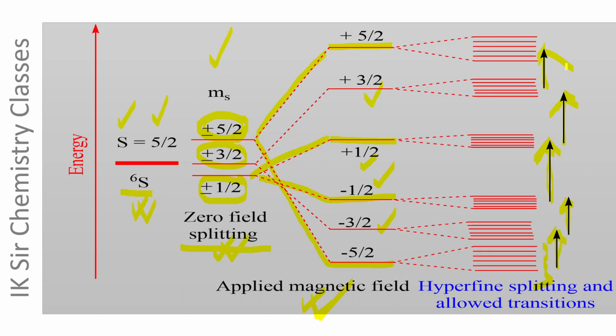And each of these 5 peaks in the ESR spectrum of Mn2+ ion is split up into 6 hyperfine lines due to interaction between the nucleus of Mn2+ ion having I equals 5/2 and the unpaired electron.